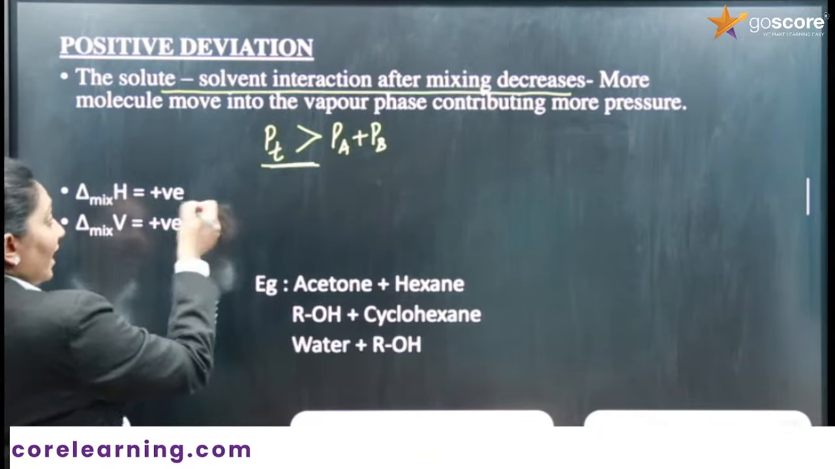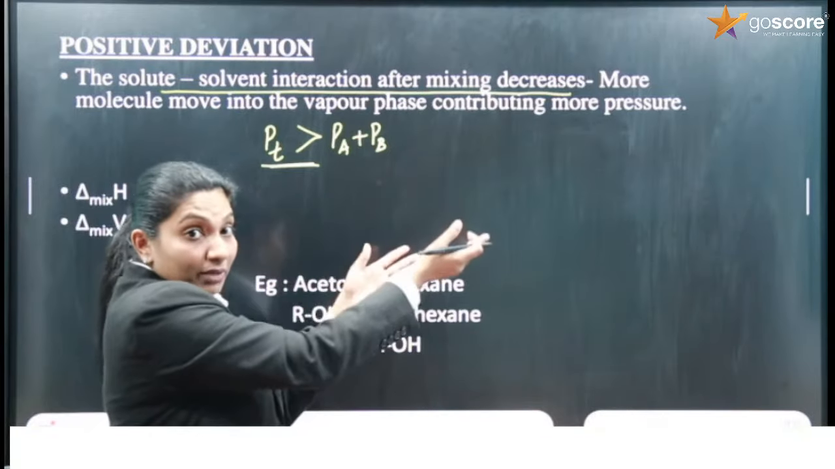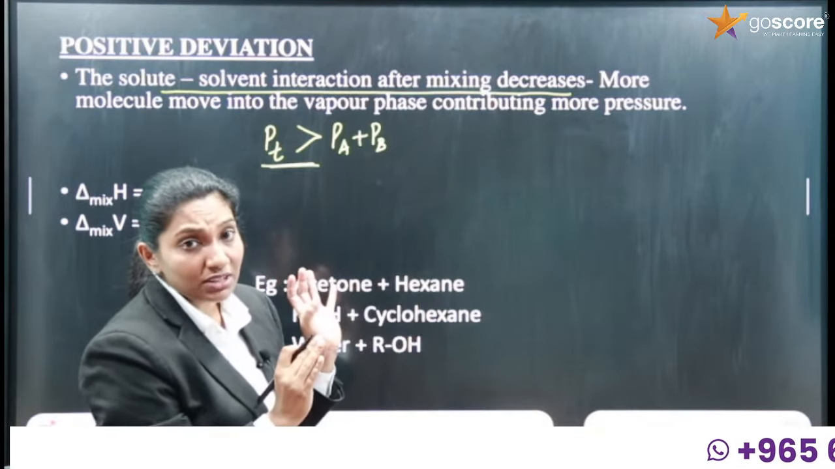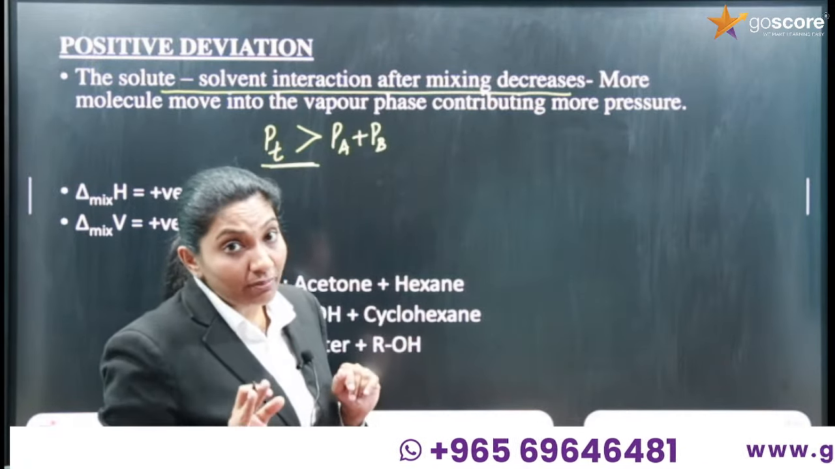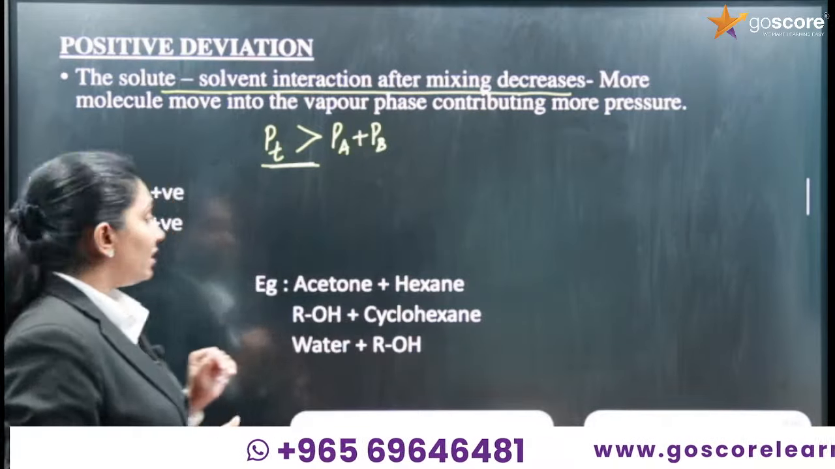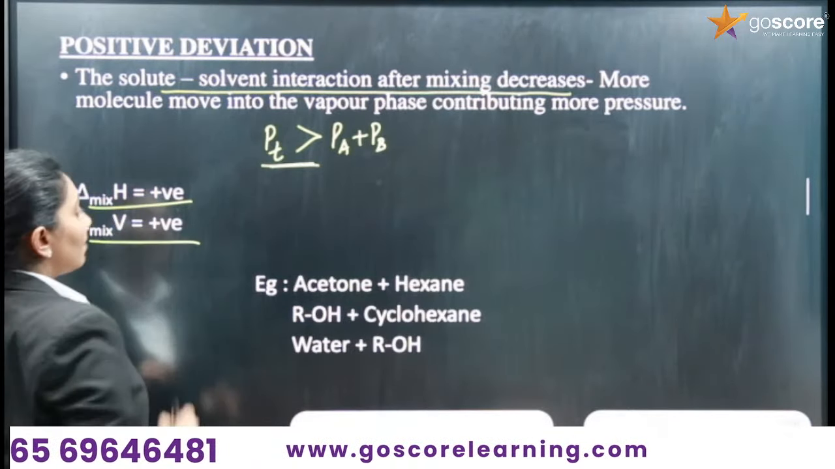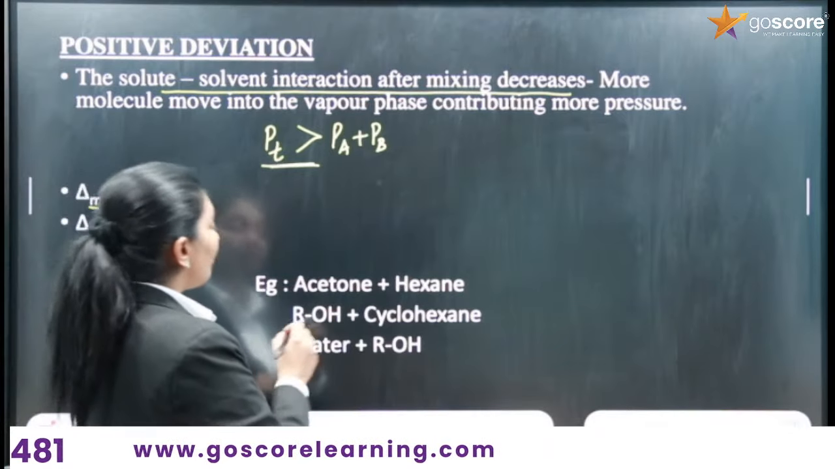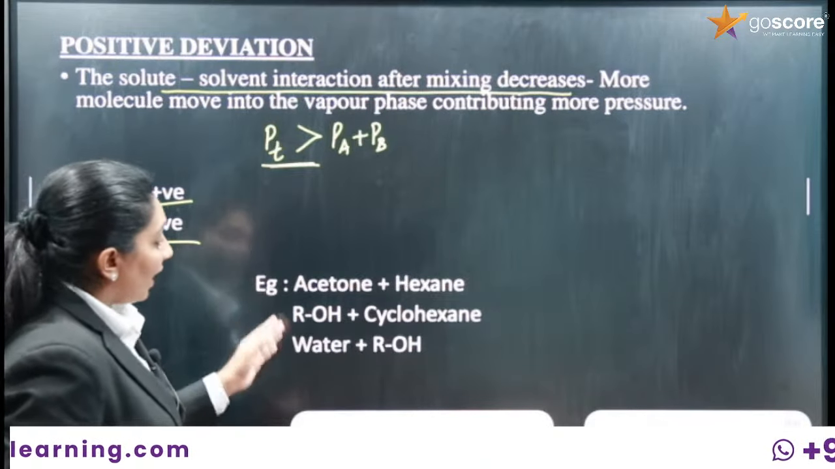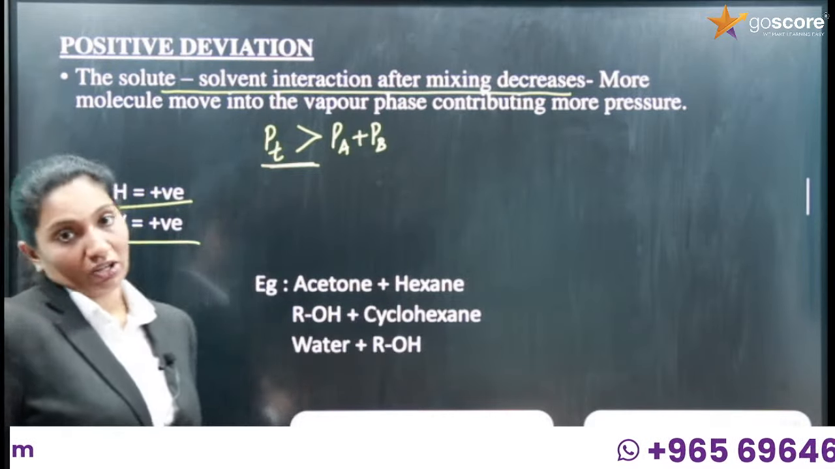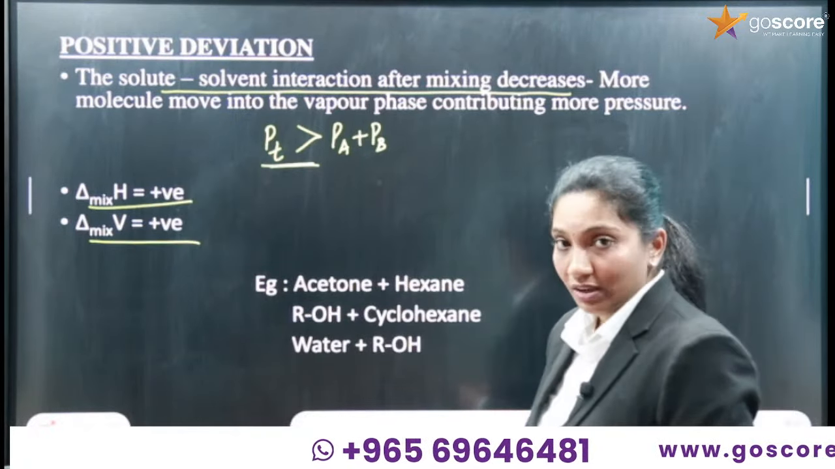So here, the delta H mixing will be a positive value because after mixing, there will be a weak interaction between the solute and solvent. So the bond formed is very weak, and the energy released will be a lesser value. So the delta H mixing value will be positive, and also the delta V mixing will be a positive value. And here are some examples for positive deviation: acetone and hexane mixture, alcohol and cyclohexane mixture, water and alcohol mixture. These are examples of solutions that show positive deviation from Raoult's law.